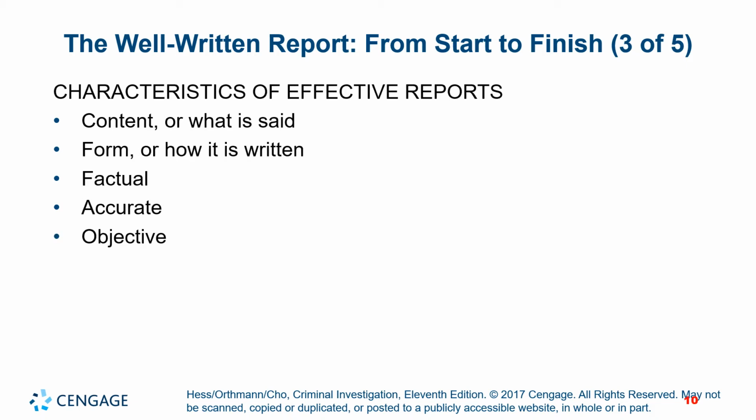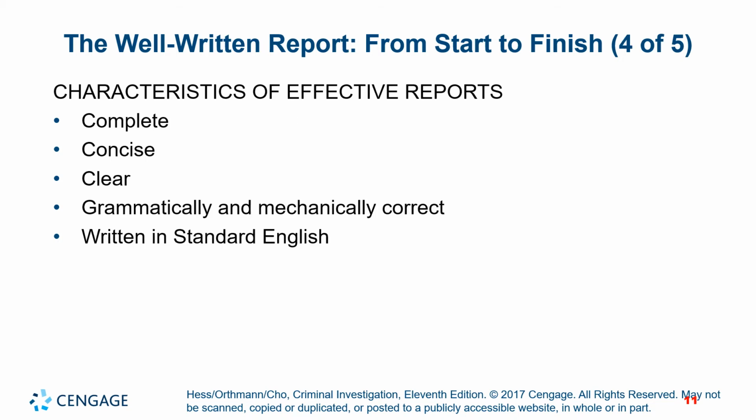Other characteristics of effective reports include the content, or what is said. It also includes the form, or how it is written. It should be accurate, factual, and objective. In other words, it should not have personal opinions or any personal conclusions drawn. They should also be complete. If there are 24 squares that need to be complete on a police report, all 24 should be complete. They should also be concise, very clear, and grammatically and mechanically correct, and written in standard English.